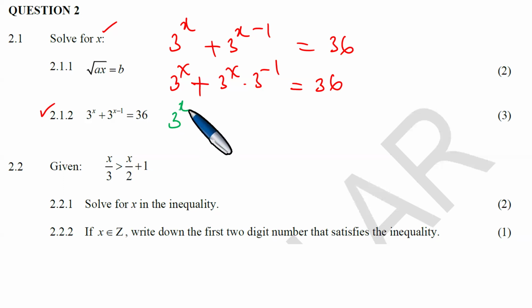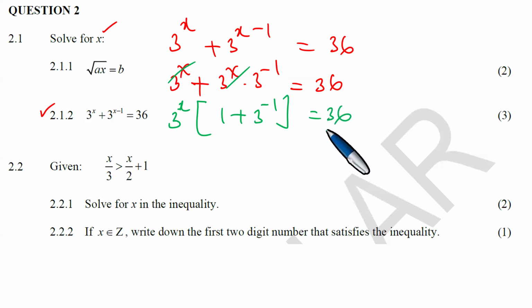The highest common factor is not 3x, it's 3 to the power x. Good. If you pull it out, here there's only one of them, so we have a 1 plus. You cross this out, and then you have 3 to the power minus 1. If you take out the highest common factor, you always cross it out so that it doesn't confuse you. You're left with a 1 here because it was only 1, and 3 to the power minus 1 here. So we have 3 to the power x times the bracket equals 36.